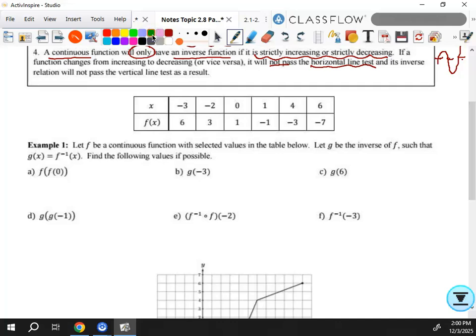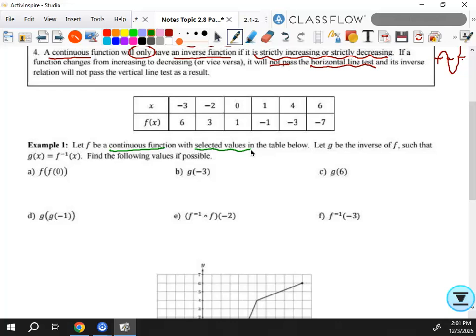It says, let f be a continuous function with selected values in the table below. It's really above. Remember, selected values implies there are more points on there. And I know there are, because if it's continuous, that means that negative 2.5 exists and negative 2.6 and all that stuff.